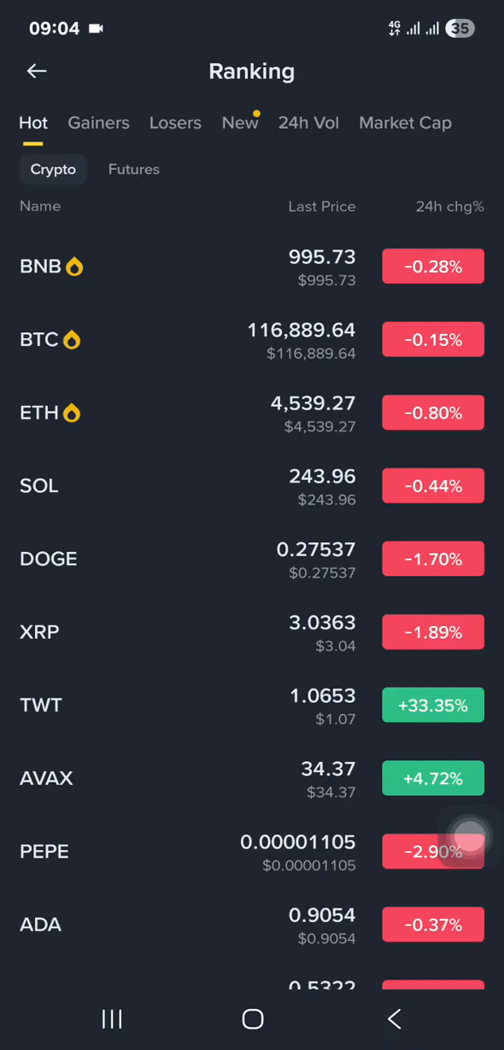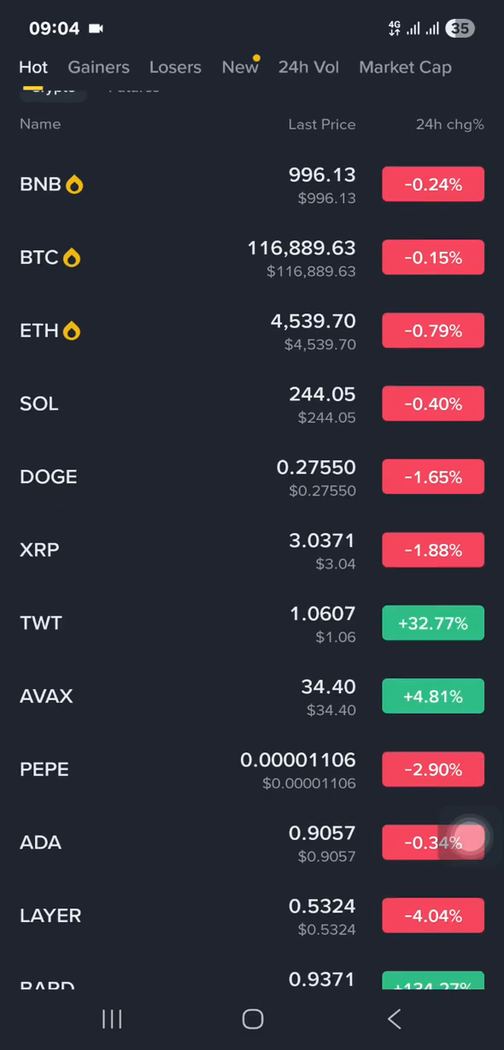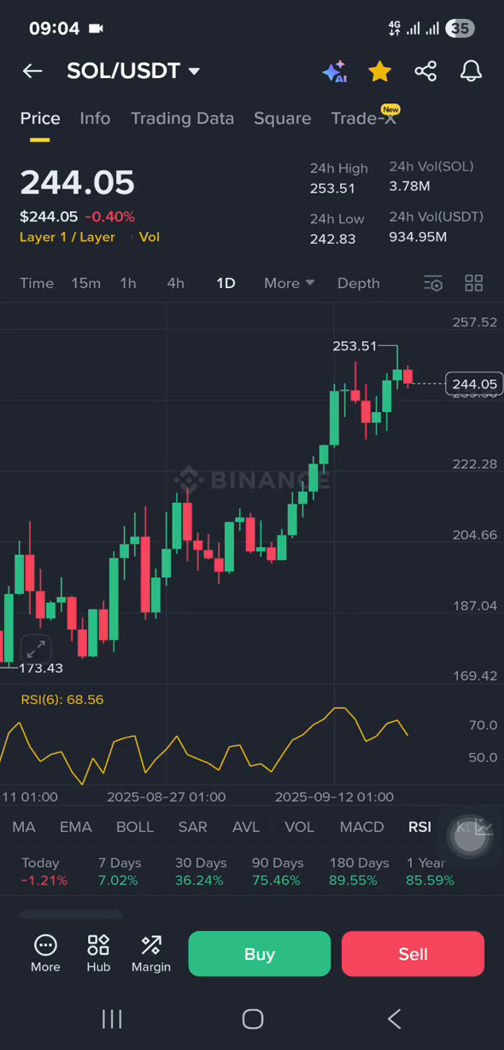Then I'll now tell you. I'll now explain to you how you can split this into signals, into real signals. Let me take SOL for instance. Let's see what AI has to tell us about SOL.